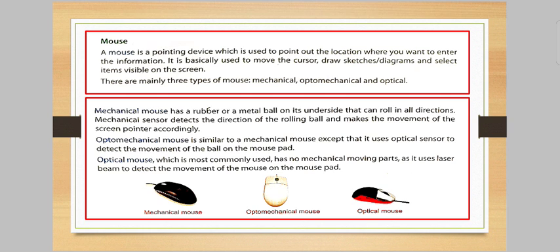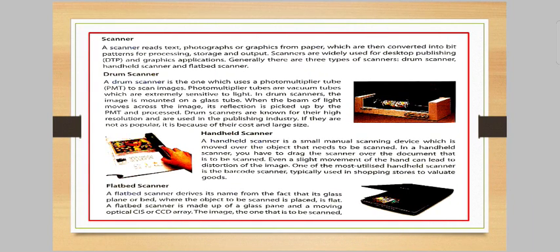Next is the optical mouse, which is most commonly used, and in our school computer lab we also use this type of mouse. The optical mouse has no mechanical moving parts. It uses a laser beam to detect the movement of the mouse on the mouse pad. Okay, next is scanner.